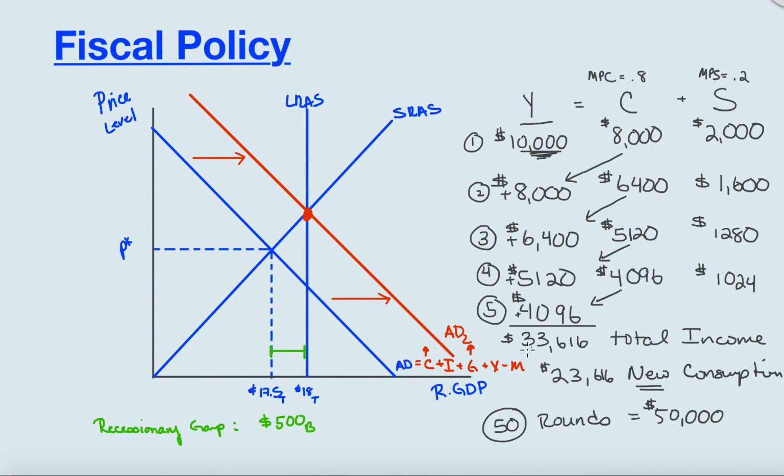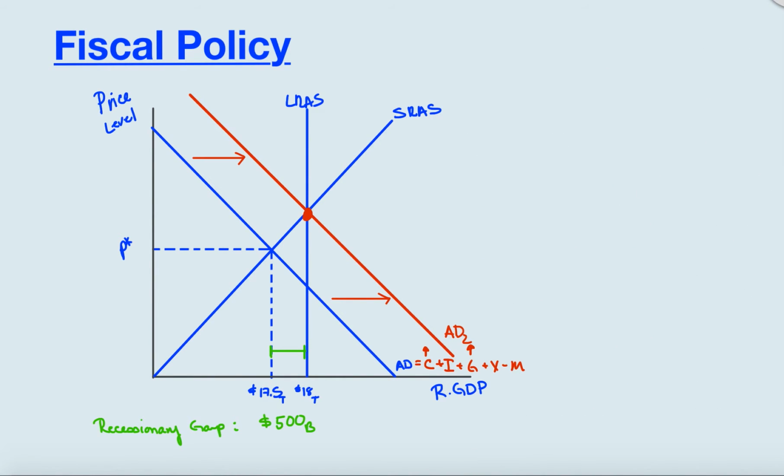It's getting bigger and bigger and bigger, but the amount that we're adding each time isn't as large as it was the last time. So after 50 rounds, with the marginal propensity to save of 0.2, we have that $10,000 become $50,000. If we were to look at it with a marginal propensity to save of 0.1, we would see that this number would be twice as large. Okay, so let's go ahead and work on what we call the basic spending multiplier.